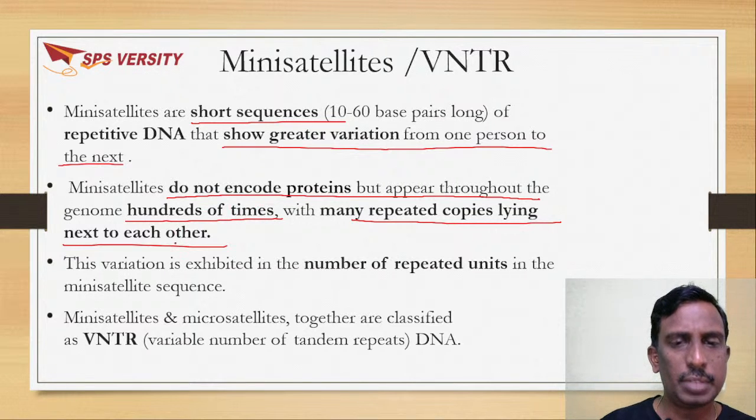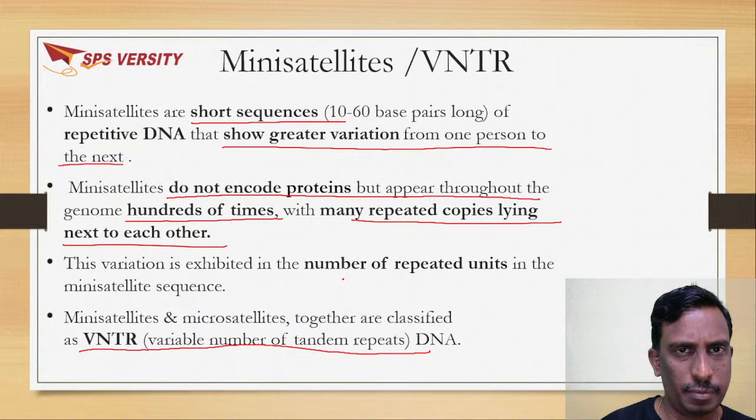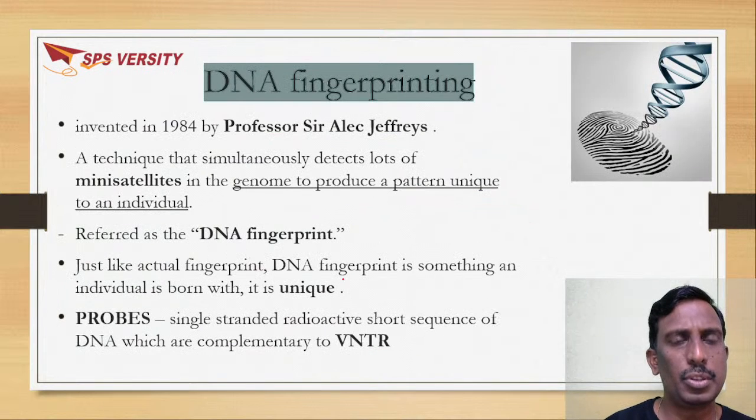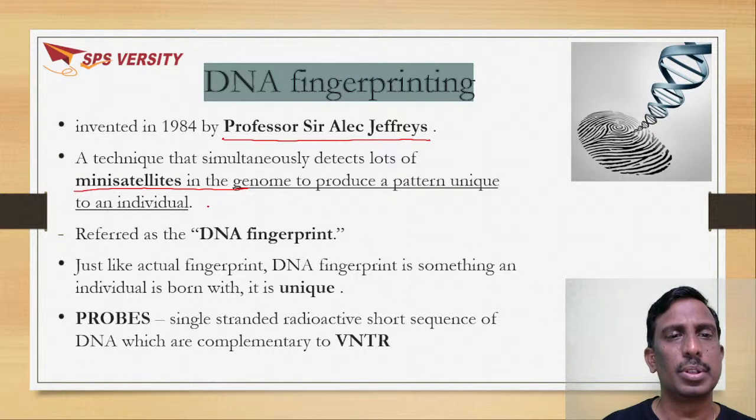This variation, which is seen on a large scale, is called variable number of tandem repeats. So what are these VNTRs? VNTRs are variable number of tandem repeats, which form the basis for DNA fingerprinting. And DNA fingerprinting was invented by Professor Alec Jeffreys. This technique says that many satellites in the genome simultaneously will produce a pattern unique to each and every one.